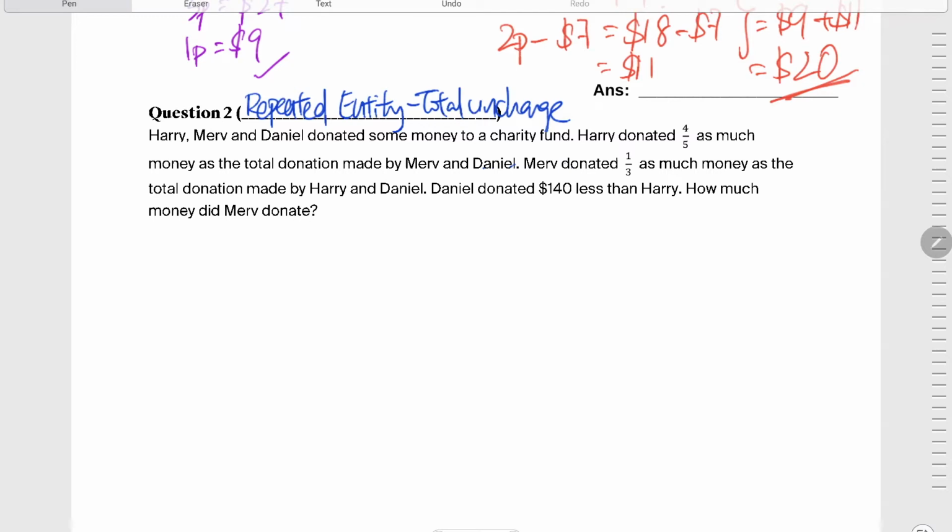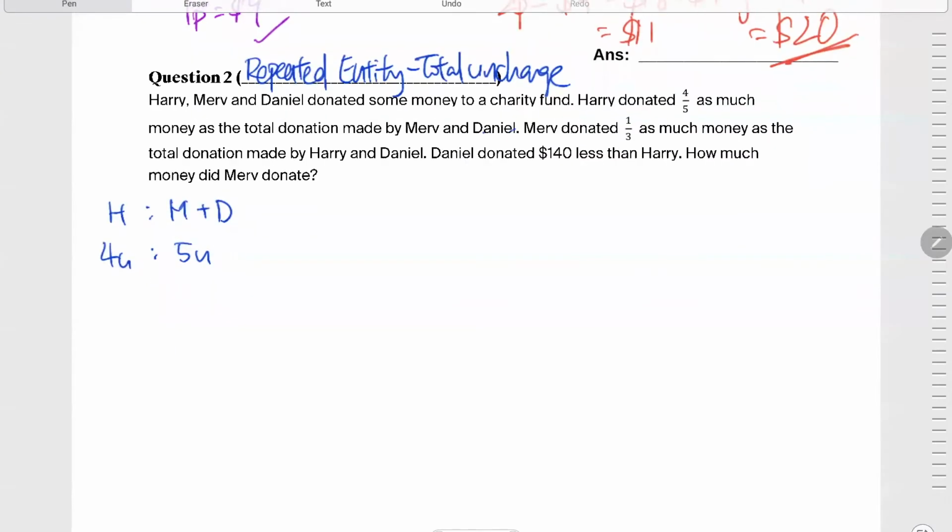So the fact that Harry donated 4/5 as much as Merv and Daniel, I can right away form a ratio, Harry to Merv plus Daniel, and it's 4U to 5U, very easy. I'm not solving the question, I'm just presenting the information on the worksheet. Merv donated 1/3 as much as Harry and Daniel. So Merv to Harry plus Daniel is 1P to 3P. Now I'm going to leave it in your good hands.